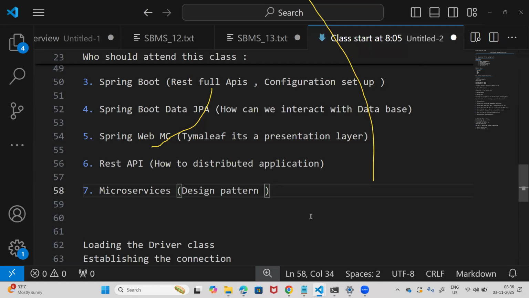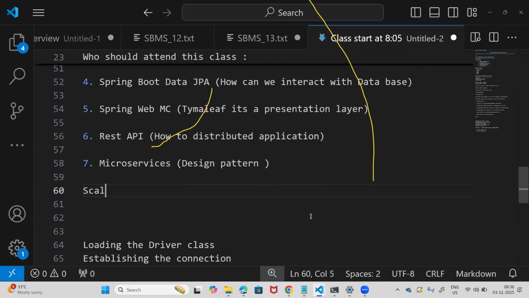Guys, what do you mean by scaling? Can someone tell me? Increasing and decreasing. Yes, increasing and decreasing what? Instances. Yes, increasing and decreasing the microservice instances on which our application is deployed, guys. Increasing and decreasing of instances on which your application is running. Okay?